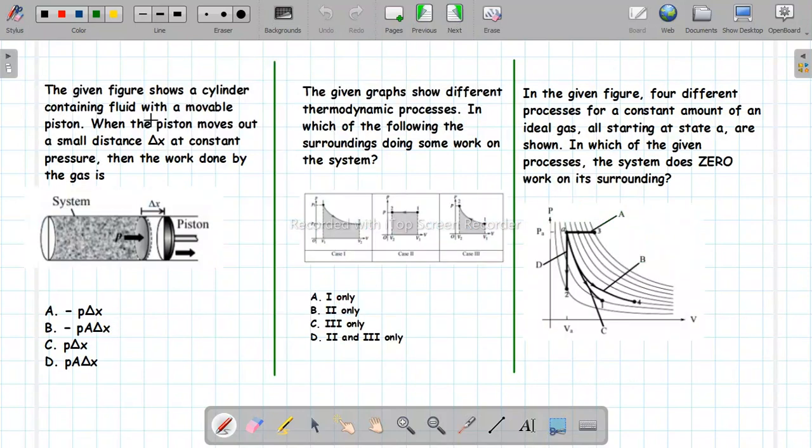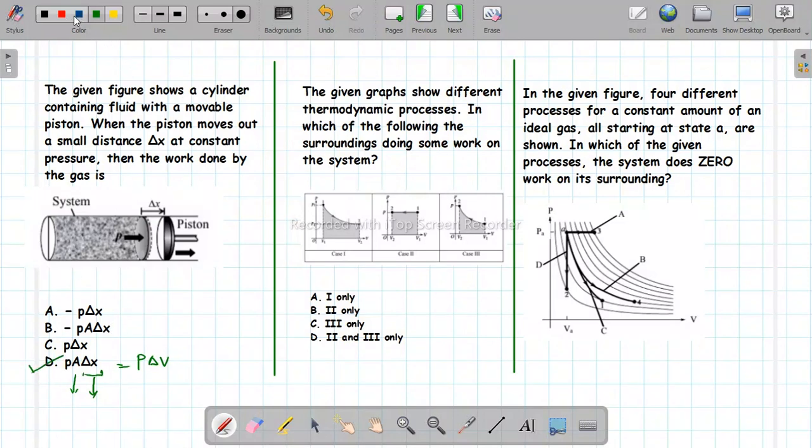Given figure shows a cylinder containing fluid with a movable piston. When the piston moves out a small distance delta x at constant pressure, then the work done by the gas is, either I directly know that work done is P delta V. Here I don't have delta V directly, but we know that this is area and this is displacement. Area multiplied by displacement is nothing but volume. So this could be rewritten as P delta V, and we'd say that option D is the correct option.